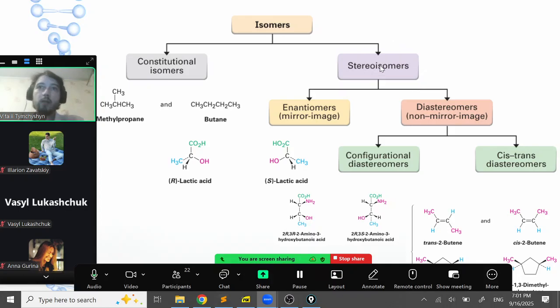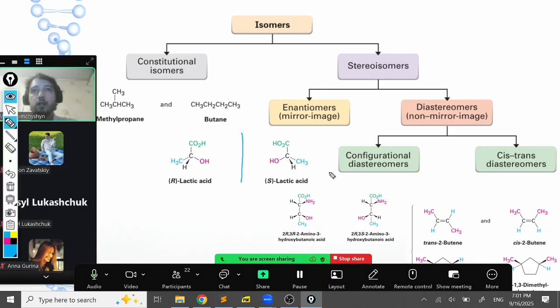They will look the same, but in 3D they look different. Why? There are so-called enantiomers. These are mirror image molecules, and here you see an example of R-lactic acid and S-lactic acid. So if we draw a mirror, these are basically mirror images of each other.